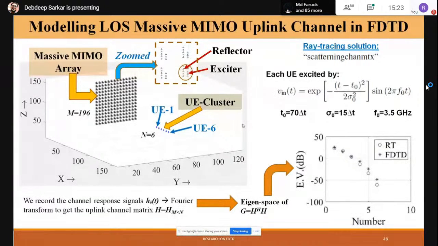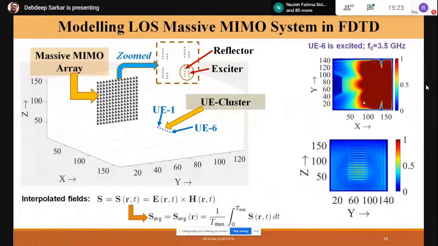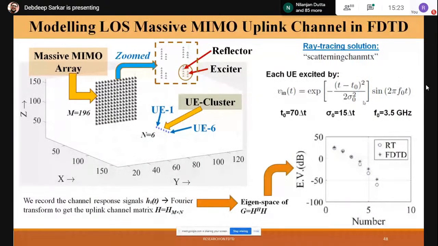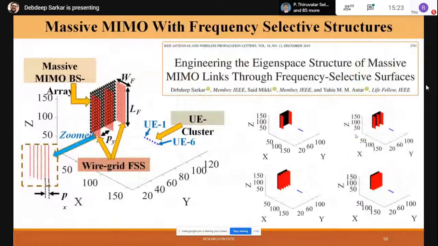Just as I was saying, I tried to attempt this large MIMO system simulation using our FDTD routine, and it took a lot of time. We followed the channel modeling procedure where each user equipment was excited by a modulated Gaussian pulse. From that, we tried to interpret the results, and I validated them with conventional ray tracing routines. So it is possible. It is time consuming and memory consuming, but nevertheless possible. This was just an academic observation that I found.